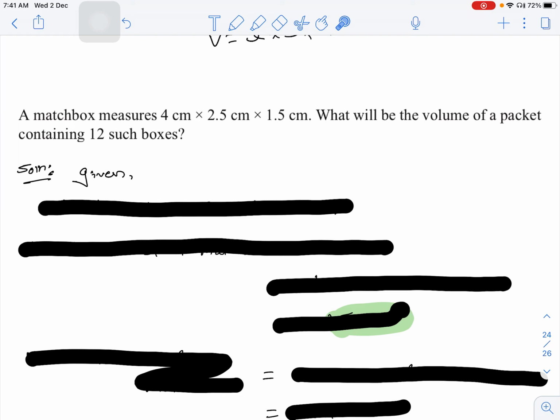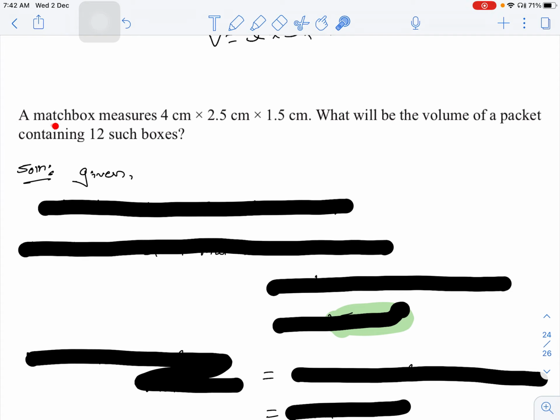Here we have that a matchbox measures 4 centimeter into 2.5 centimeter into 1.5 centimeter. So these are its dimensions. We consider that this one is length, this is breadth, and this one is height. Then it is asked what will be the volume of a packet containing 12 such boxes. So we are given the dimensions of one matchbox, and we have to find the volume of a packet in which 12 such boxes are there. So for that what will we do?